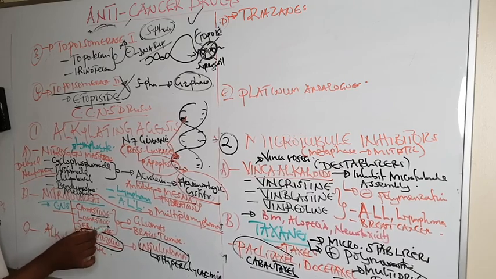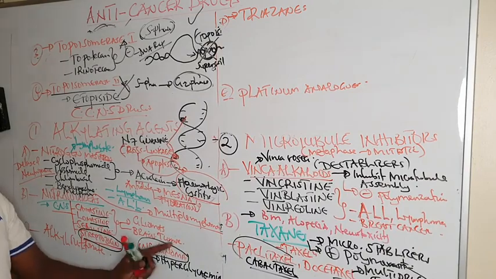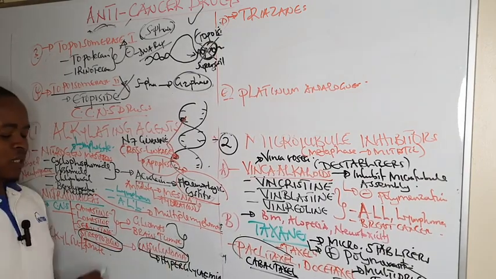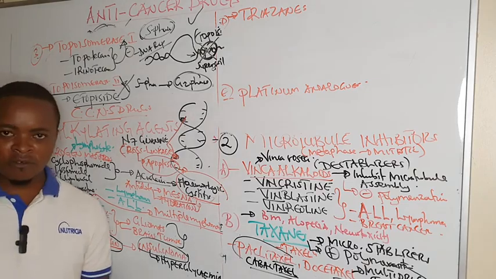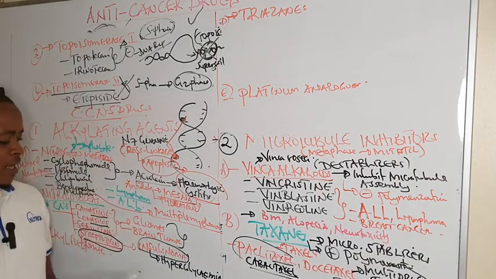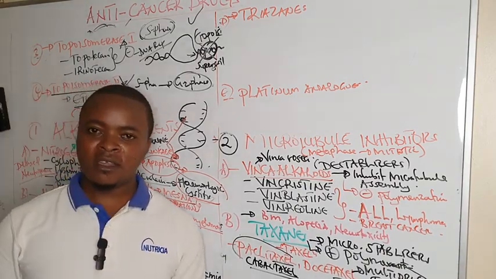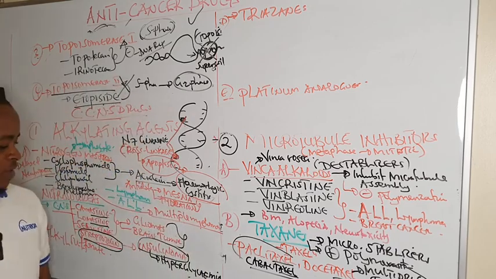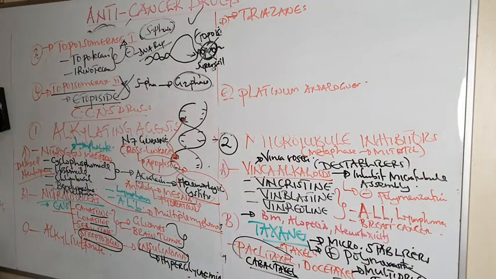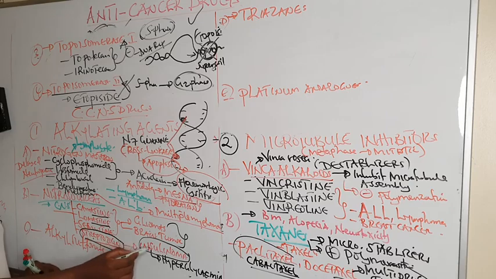Then lomustine, carmustine, and semustine for treatment of gliomas and brain tumors. Side effects, one of them is neurotoxicity. Then another one is hyperglycemia and peripheral neuropathy. Those are the side effects of nitrosoureas. But don't forget streptozocin for treatment of insulinomas.